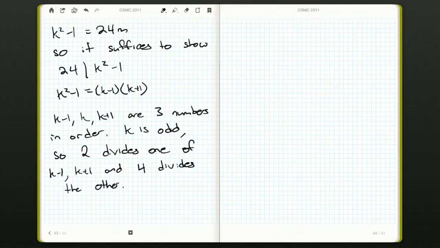If this number is odd, let's say it's 17. K is odd, K is 17. Then we have 18 and we have 16. Notice that one of those is a multiple of 2, it's just an even number, and the other one is a multiple of 4. And this happens with every odd number. Okay, if you have an odd number, then the two numbers around it, one has to be a multiple of 2, the other one's going to be a multiple of 4. This always works.